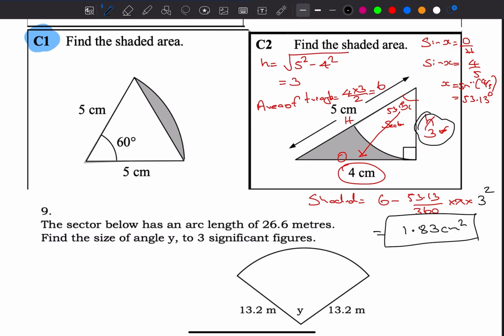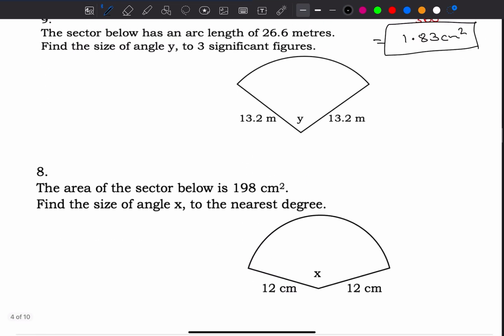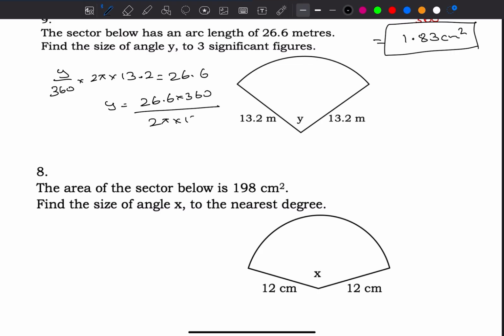Okay, right. Now the arc length is 26.6, so what's that then? The angle is y, apparently it's not x. Okay, whatever. y over 360 times 2 pi r, 2 pi times radius 13.2, equals the arc length, which is 26.6. y is basically 26.6 times 360, the whole thing divided by 2 pi times 13.2. You want the answer to 3 significant figures. That's what they said. It's 115.